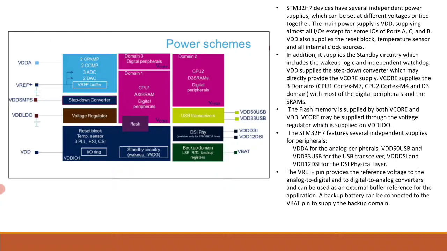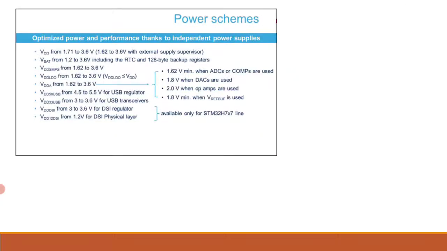Other independent supplies are provided for peripherals operating at different voltage. The analog voltage power supply VDDA can be connected to any voltage other than VDD. When the analog to digital converters or comparators are used, the VDDA voltage must be greater than 1.62 volts. You can see here 1.62 volts. When the digital to analog converters or comparators are used, the VDDA must be greater than 1.8 volts. When operational amplifiers are used, VDDA must be greater than 2.0 volts.